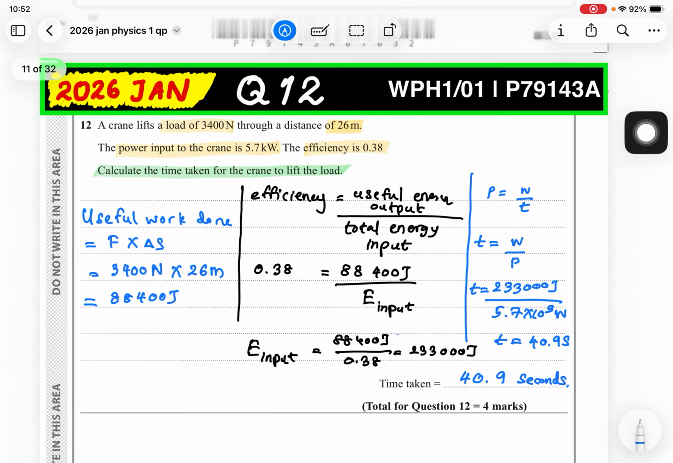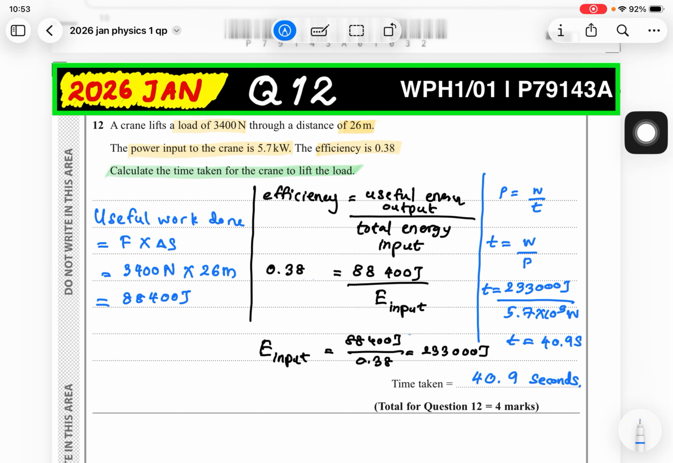This is how question 12 is completed, where you can get all 4 marks.